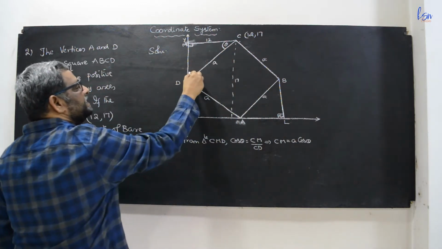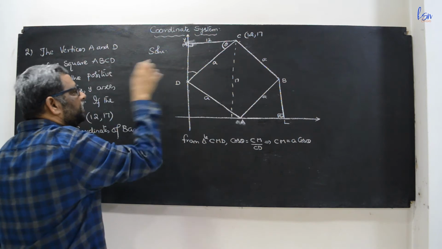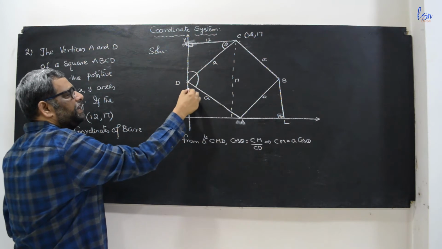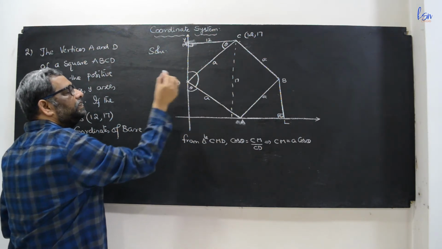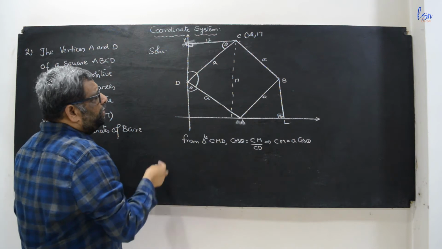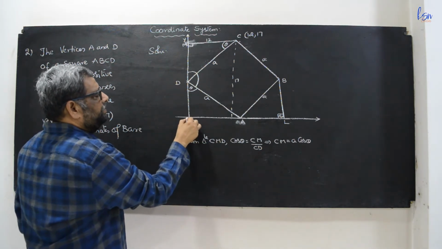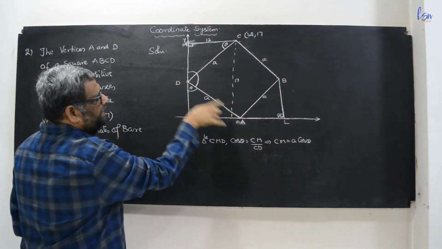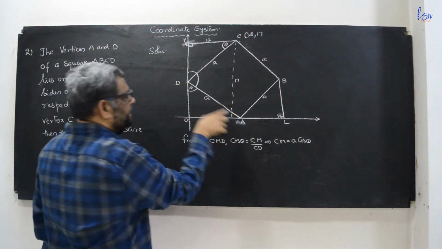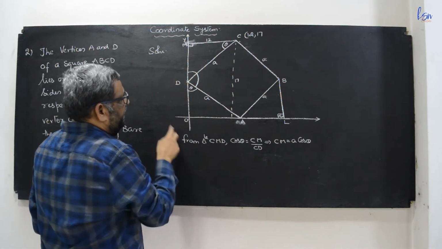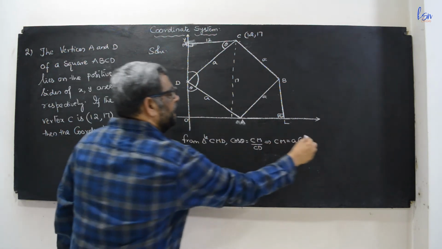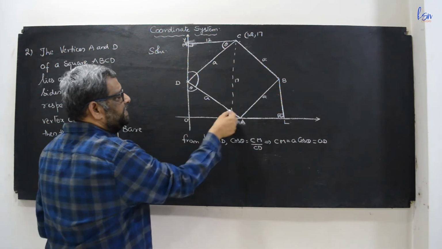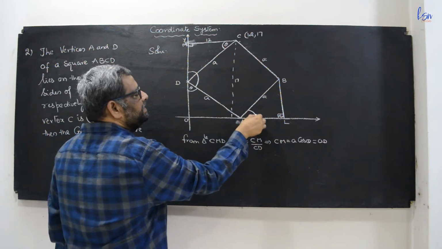If this is theta, this is of course 90 minus theta. This is already 90 because the angle between the sides of the square is 90. This is theta, this is theta. Now here, taking this as O, cos theta is equal to OD by a, which implies OD is equal to a cos theta. This is theta, this is 90, this is 90 minus theta. Once again this is theta.